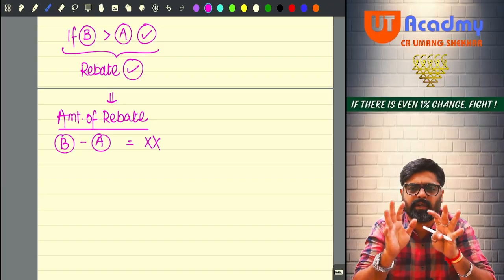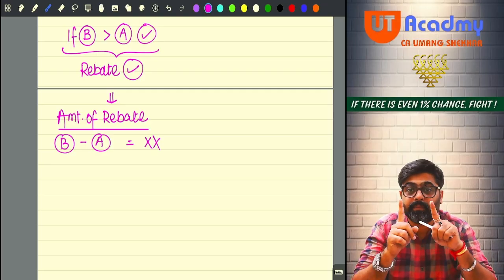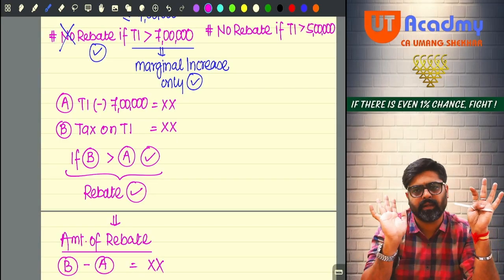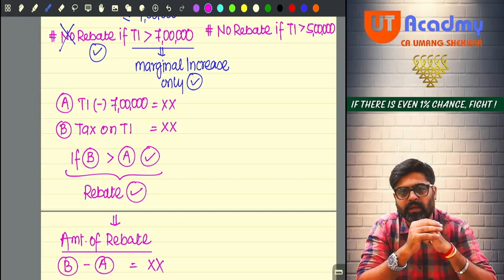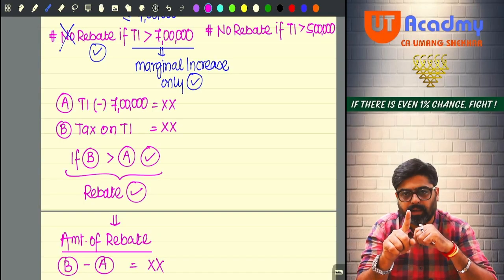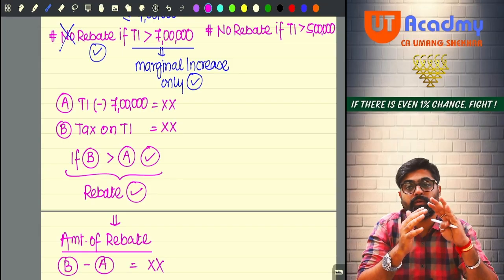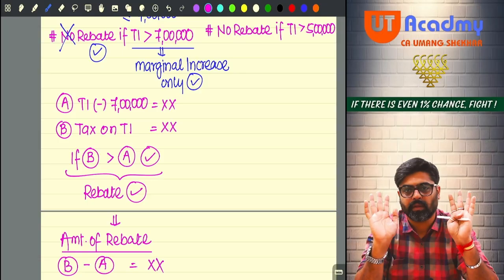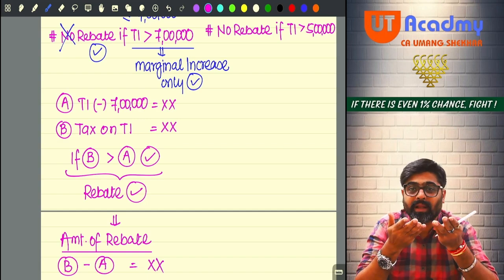Got it, sir? Let us take one more example. Your total income became 7,20,000. Is your total income more than 7 lakh? Yes. How much? 20,000. So A will be 20,000. Now B, calculate the tax on 7,20,000. First 3 lakh no tax. Then 3 lakh to 7 lakh, on 4 lakh 5% is 20,000. And on the 20,000 which is over and above 7 lakh, you are supposed to pay 10%, 2,000 rupees. So what is your total tax? 22,000. Is it more than 20,000?